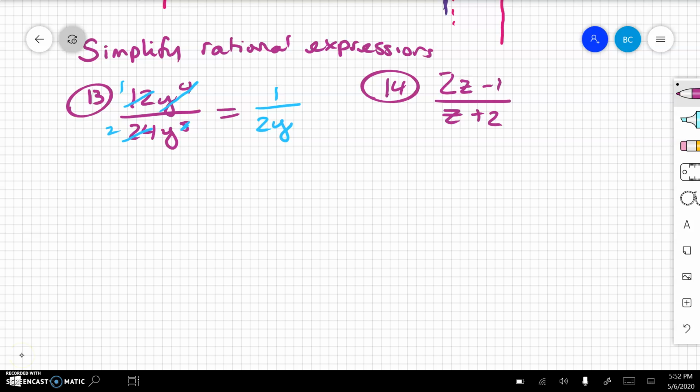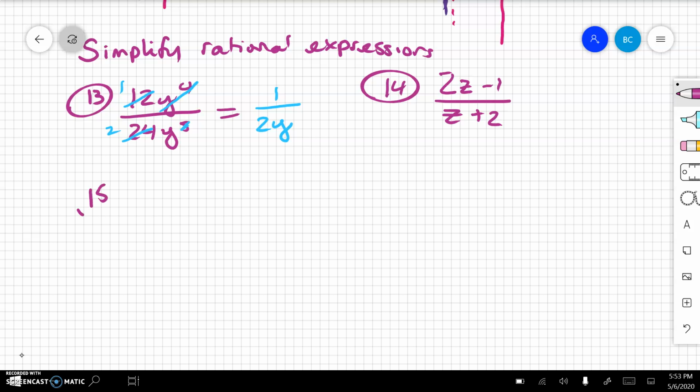On number 14, I have 2z minus 1 over z plus 2. I look for a greatest common factor. Here, I don't see one. I know that I'm not going to be able to factor this using some of my methods related to quadratics because I don't have a square, so this one is actually fully simplified.